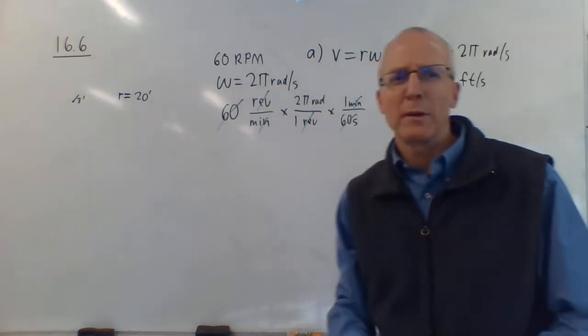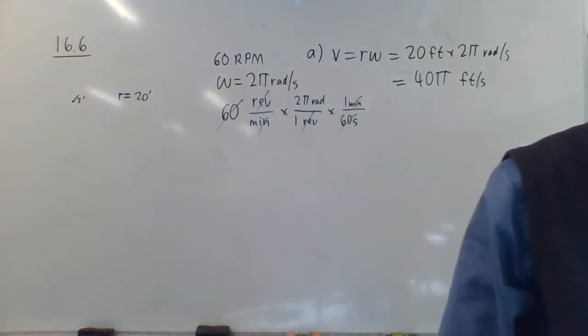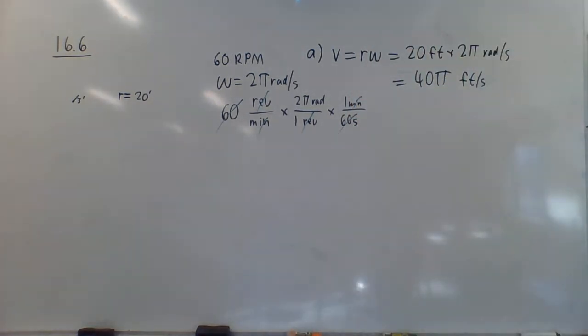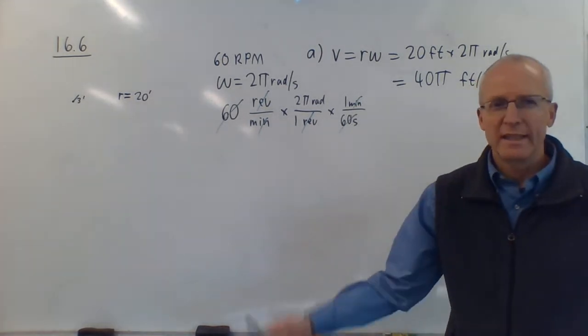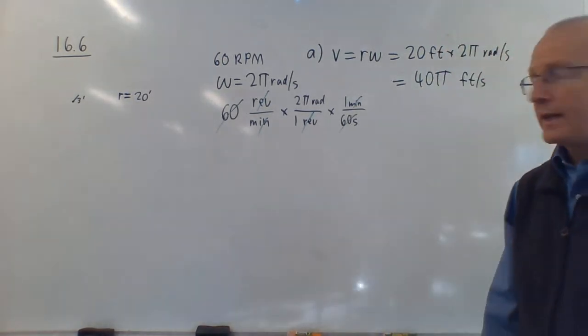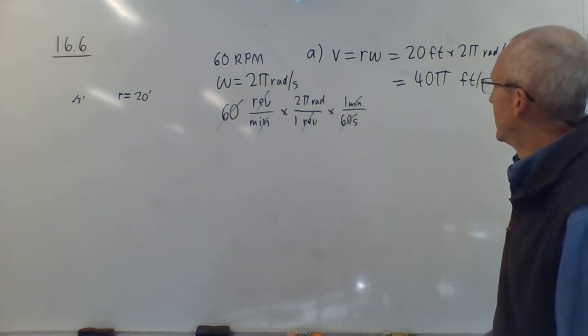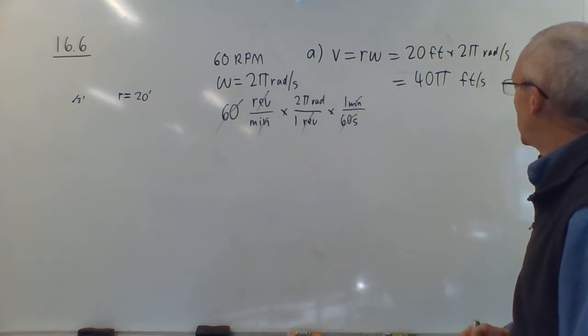We can always multiply that out, 3.14 if we want. I think they even left it in that form in their answer. So we could multiply that out, 120 something, with 3.14, but this is the perfect answer. So what is that in miles per hour?